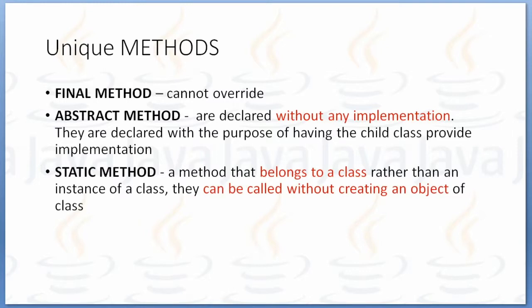Alright, so unique methods. A final method cannot be overridden. An abstract method is declared without any implementation. They are declared with the purpose of having the child class provide the implementation. A static method is a method that belongs to a class rather than an instance of a class. They can be called without creating an object of the class.